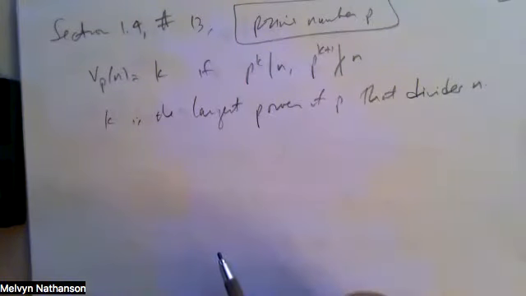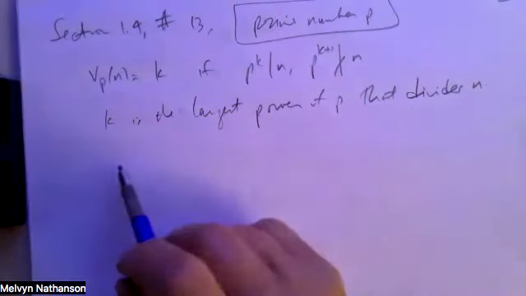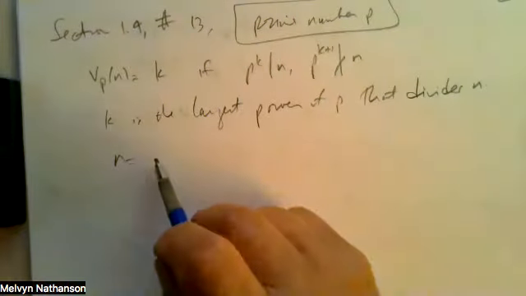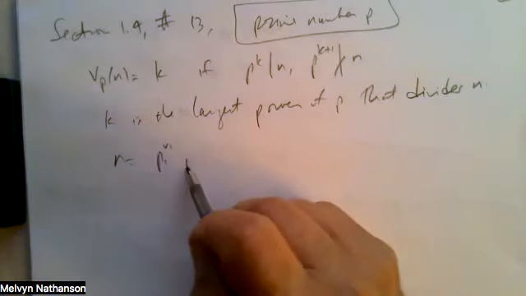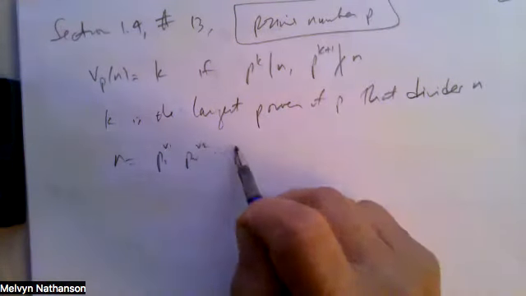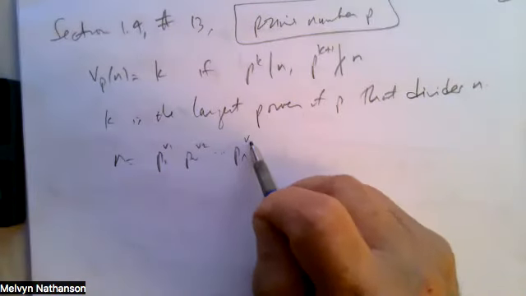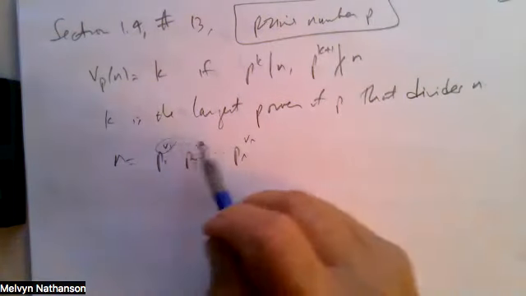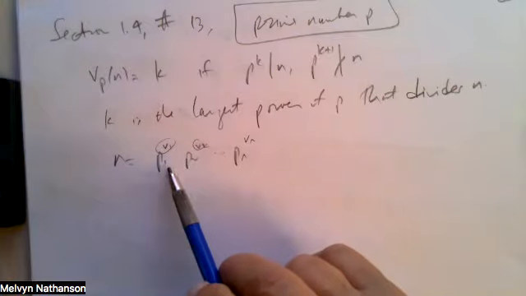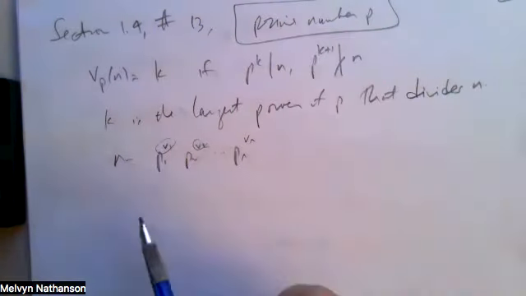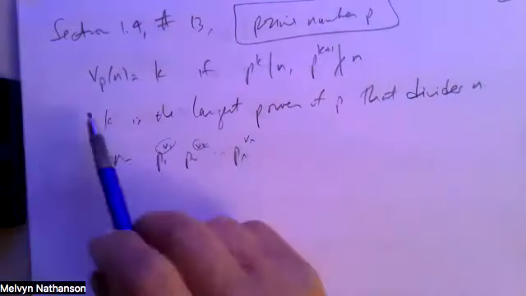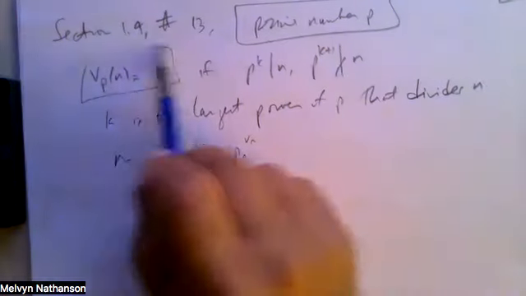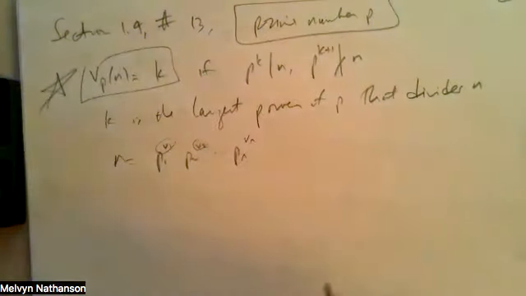So by the fundamental theorem of arithmetic, every n is a product of primes, p1 to the v1, p2 to the v2, let's say p sub r to the v sub r, and these exponents give you the highest power of each of these primes that divides n. So this is the definition of this function, right? That's what you need to think about and understand. That really is the crux of this.